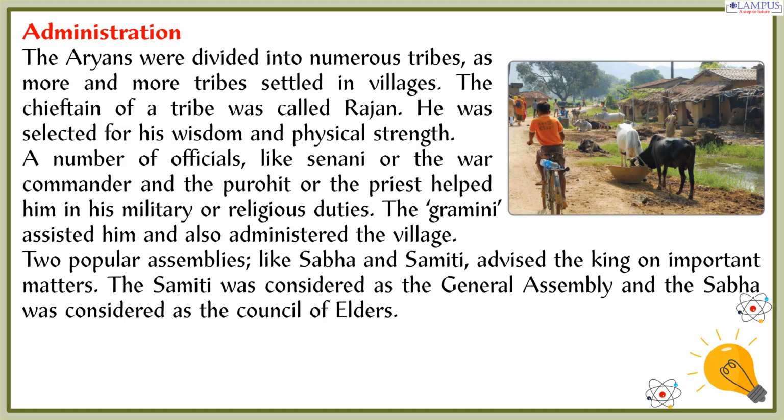Two popular assemblies, Sabha and Samiti, advised the king on important matters. The Samiti was considered the General Assembly and the Sabha was considered the Council of Elders.